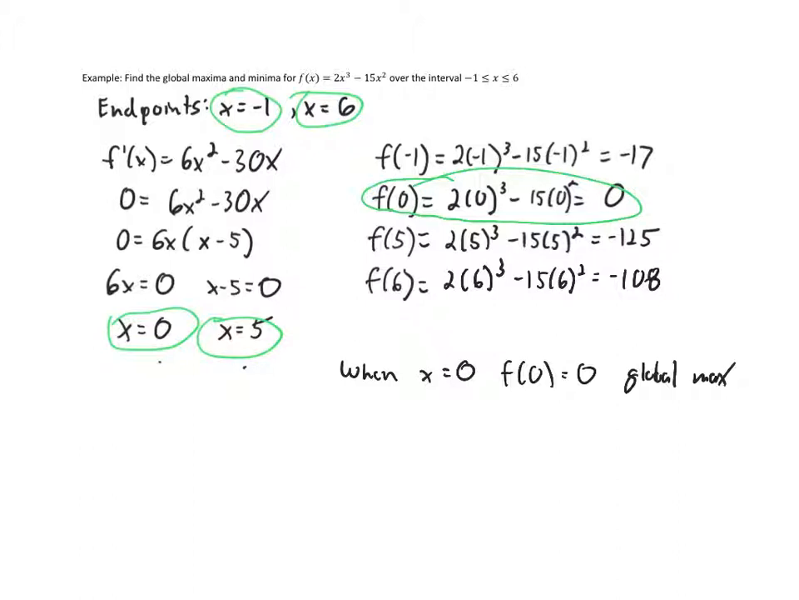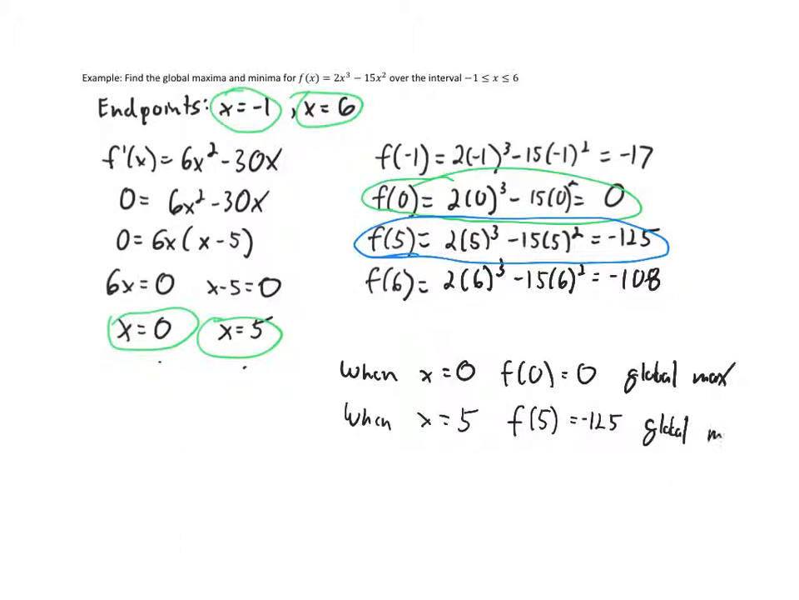This f of 5 equals negative 125. That would be our global minimum. So when x equals 5, f of 5 equals negative 125. That's our global minimum.